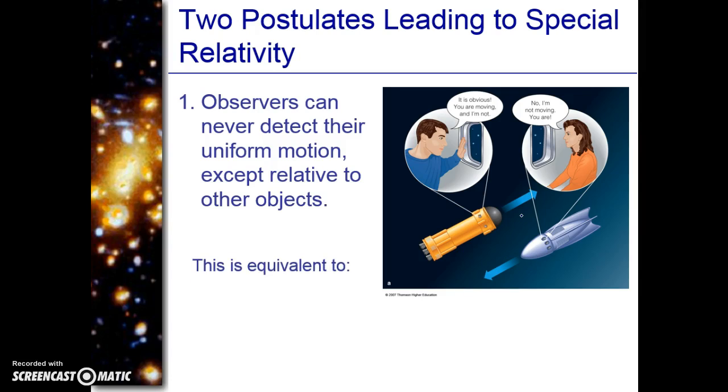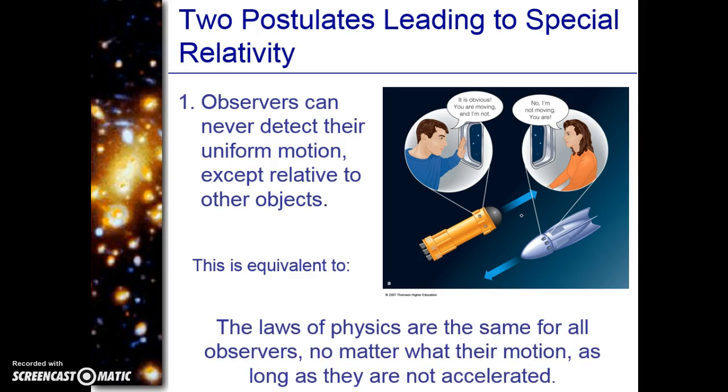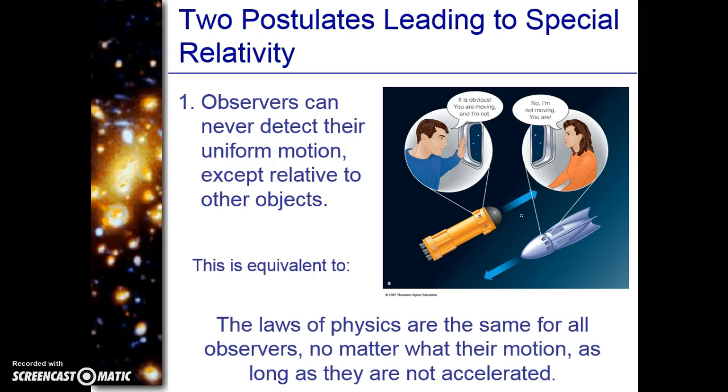And so that led Einstein to restate this postulate, or say that it's equivalent to saying the laws of physics are the same for all observers, no matter what their motion is, as long as they are not accelerated. All right, so uniform motion up here in the first one, and the fact that they are not accelerated here, that's pretty important.